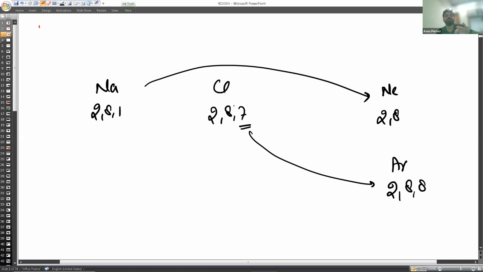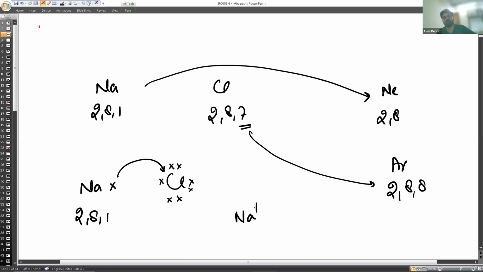So in order to attain a stable electronic configuration like the nearest noble gas, what will they do? Na has 2,8,1 with one electron in its outermost shell, and chlorine has 2,8,7 with 7 electrons in its outermost shell. Sodium will donate one of its electrons permanently and itself become Na positive with 2,8, and chlorine will become Cl minus with 8 electrons in its outermost shell.